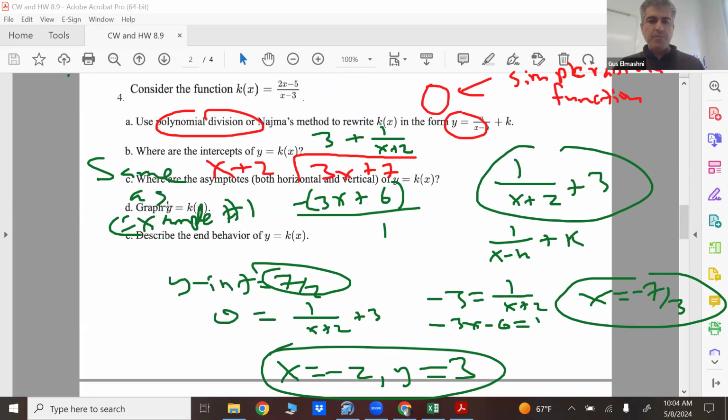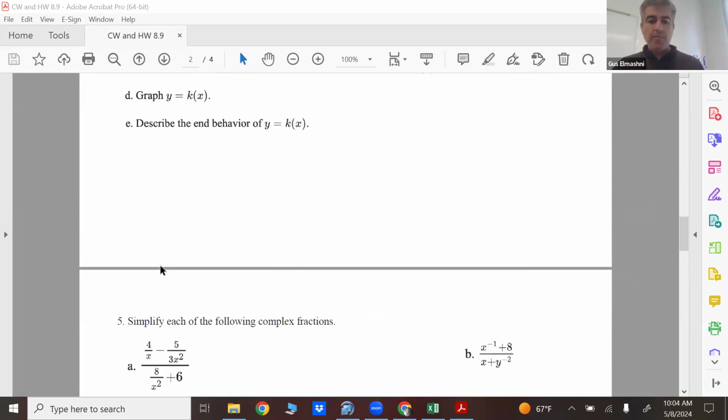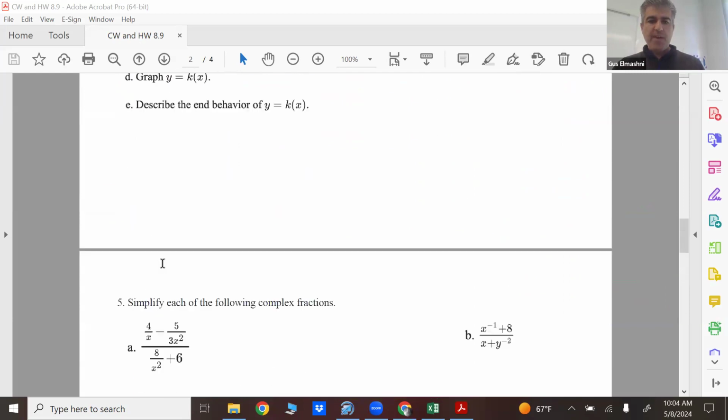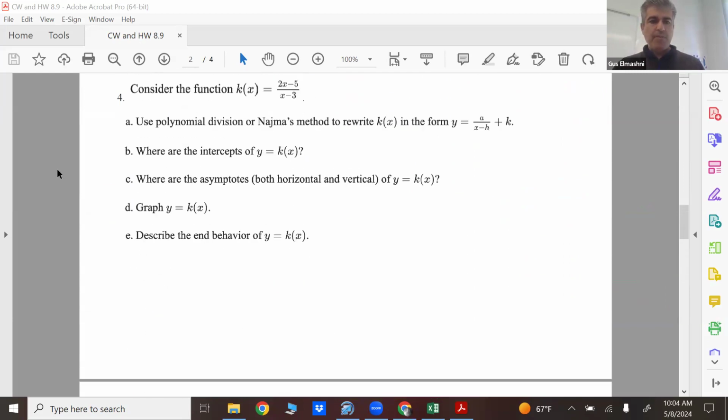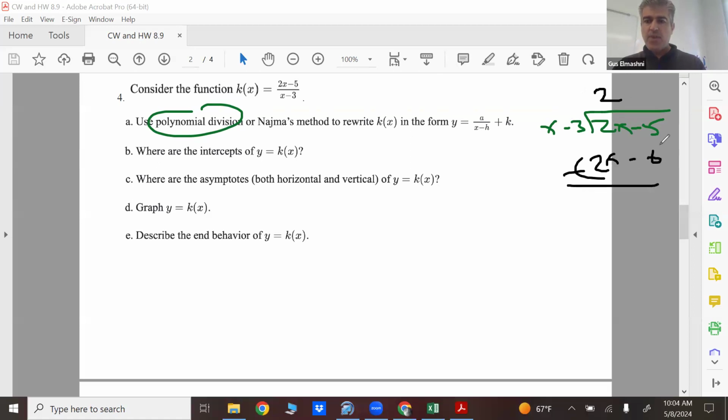So what we can do now is take that same approach for number 4. And 5 is kind of crazy, but let's work out 4 really quickly. So use polynomial division to rewrite it. Okay, great. So you can just do this. x minus 3 into 2x minus 5. What do you multiply x by to get to 2x? 2. Hopefully you guys are okay with that. Subtract, you get 1. So that's what that becomes.